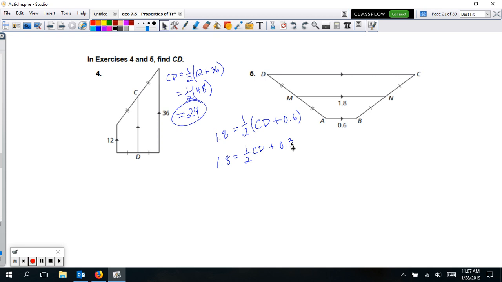It's 0.3. And then we can bring the 0.3 to the other side so we get the 1/2 CD by itself. So subtract 0.3 from both sides, and now 1/2 CD equals 1.5, since 1.8 minus 0.3 is 1.5. To get rid of your fraction here, multiply both sides by 2. That will cancel the 2 and this half out, giving us just CD by itself, and 2 times 1.5 is 3. So our answer for this one is 3 for up on top here. So this really should be the length of 3 for the other base.